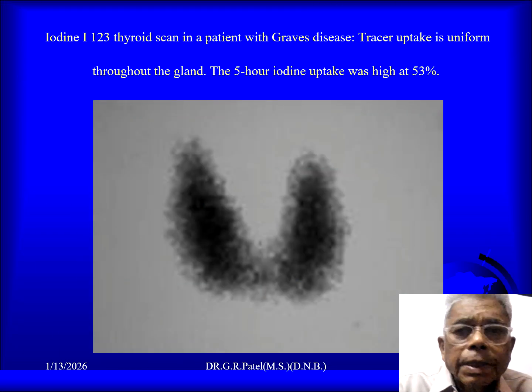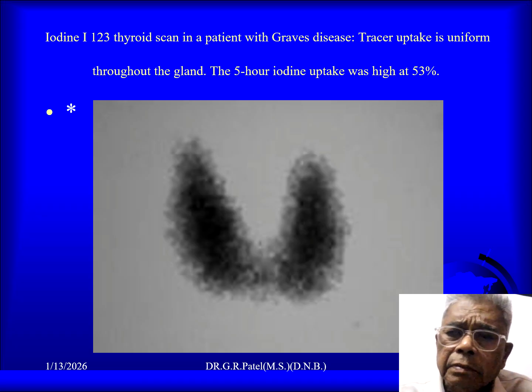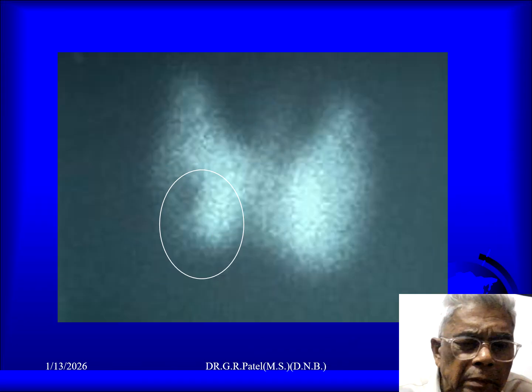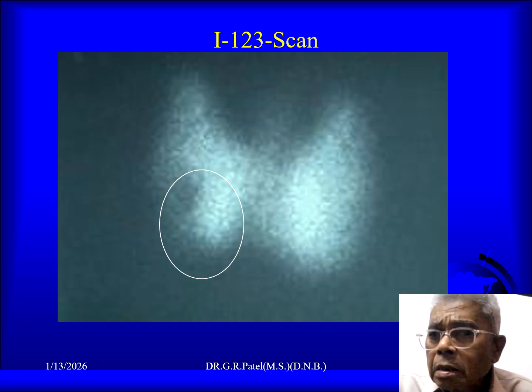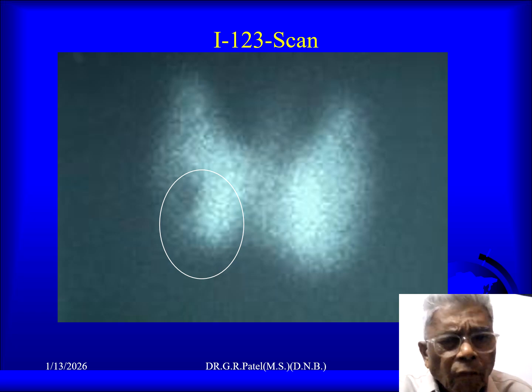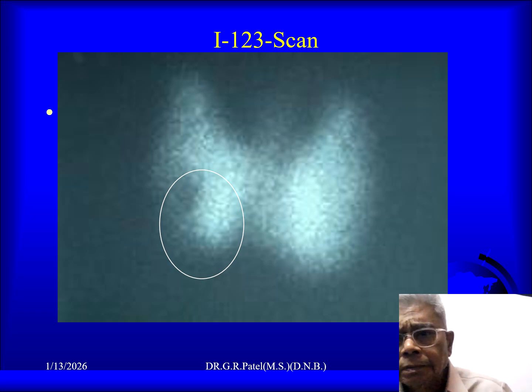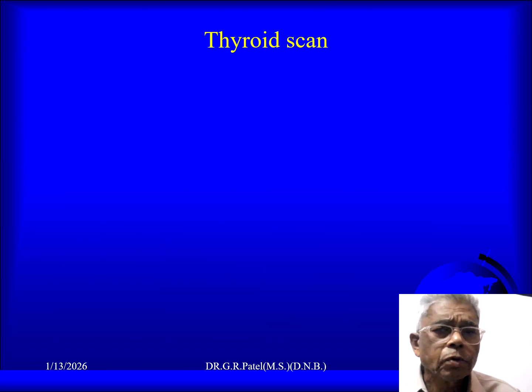Iodine 123 thyroid scan in a patient with Graves' disease. Tracer uptake is uniform throughout the gland. The 5-hour iodine uptake was high at 53%. This is an I-123 scan showing a nodule in the right lobe of the thyroid.